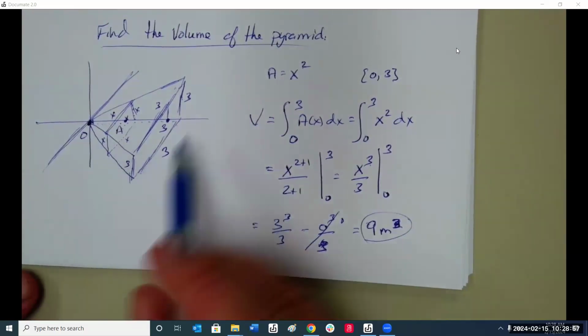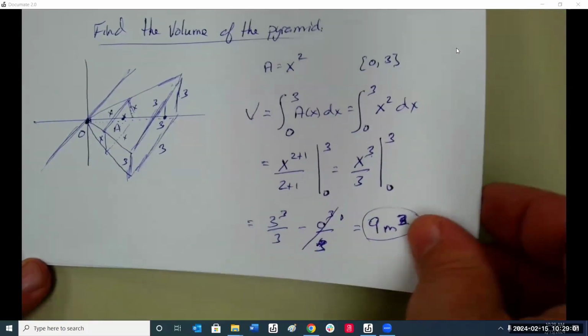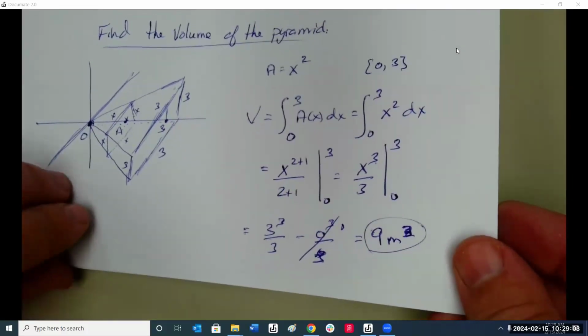Pretty straightforward. That's because we had a square base and it's all straight lines. The rectangular base would have been a bit more difficult, but we would have gotten through the whole thing.